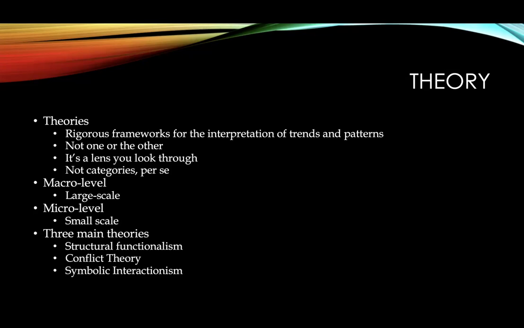Okay, so within theory, we have macro level theories and micro theories. Macro theories are large scale, micro theories are smaller scale. So when I say micro level theory, though, it does not mean that it's like theories explaining human behavior on an individual level, like why I behave a certain way. What I mean is it's to explain a smaller component of society. So there's three main theories in sociology: structural functionalism, conflict theory, and symbolic interactionism.